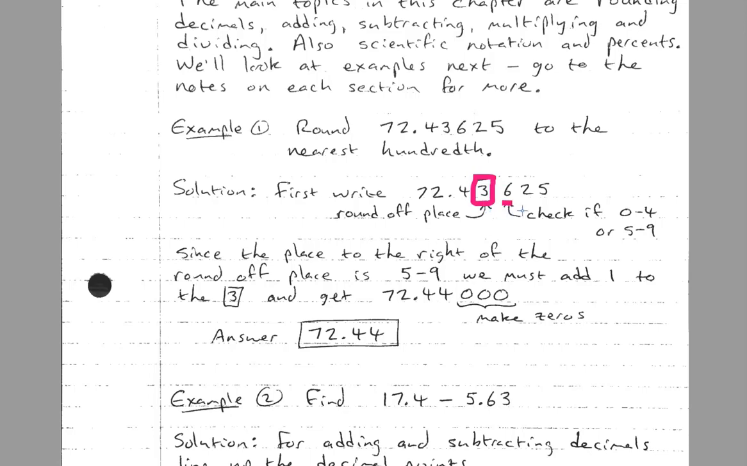When you're rounding it, you need to check the next digit. If it's between 0 and 4, then we keep the 3. But here it's between 5 and 9, so this 6 is between 5 and 9, so that means we have to move that 3 up to a 4. Okay, so this decimal, it's closer to 72.44 than 72.43.